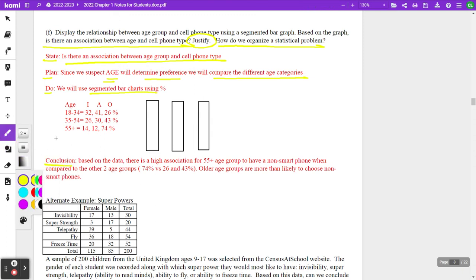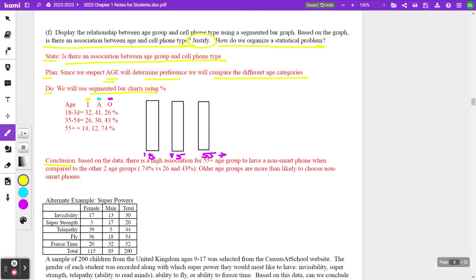So then I'm going to color code everything. iPhones are going to be yellow, Androids are going to be blue, and then old people phones, or other, are going to be purple. So if I do this, and I'm going to go back to yellow. So 18 to 34, I'll just do it here. Don't forget to label everything. So that'd be 18 to 34. I'm running out of room, so it's really hard. This would be the 35 to 54, and this is the 55 plus.